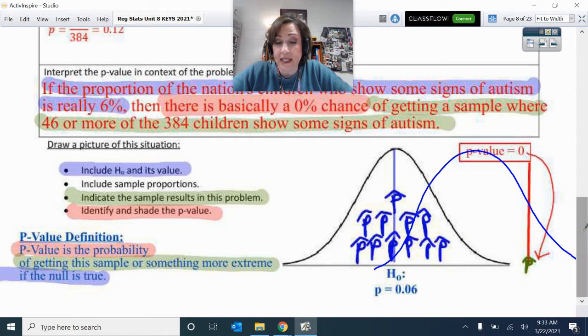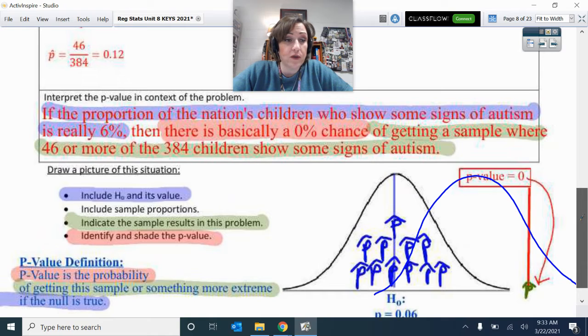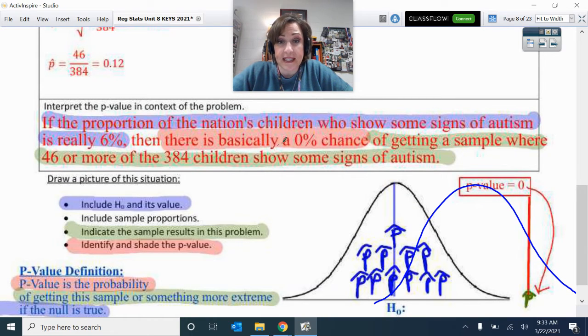So I have color coded it here. The p-value is in red. So there's basically a 0% chance, and then of getting this sample or something more extreme, of getting a sample where 46 or more of the 384 children show some signs of autism, if the proportion of the nation's children who show some signs of autism is still at 6%. Okay, so then that makes me think it's probably not still at 6%.